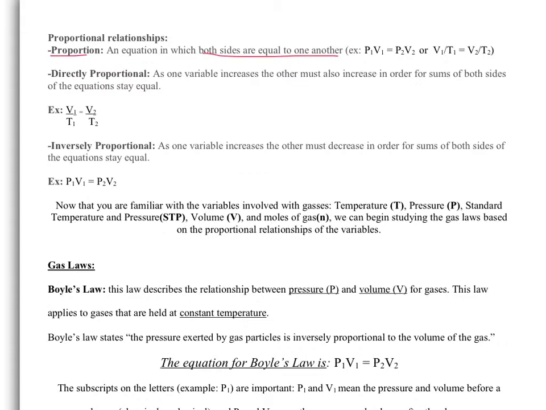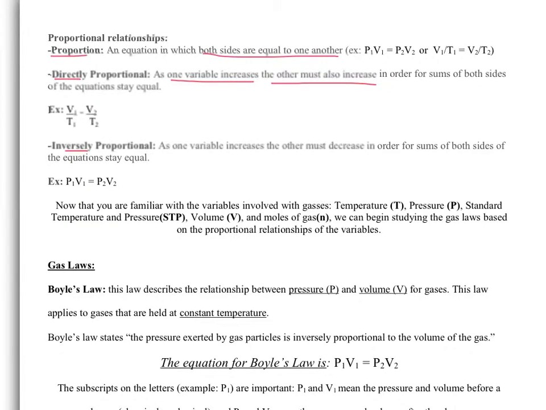It's a proportional relationship. We have two types of proportional relationships. We have directly and inversely. If you're in Algebra 2, I think you're learning this in class now. If you're not, don't worry. This isn't difficult. So directly proportional, as one variable increases, the other also increases. Directly. As one increases, the other also increases.